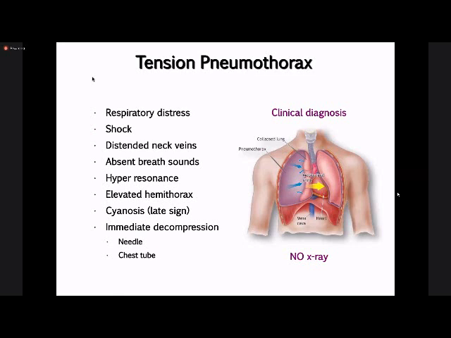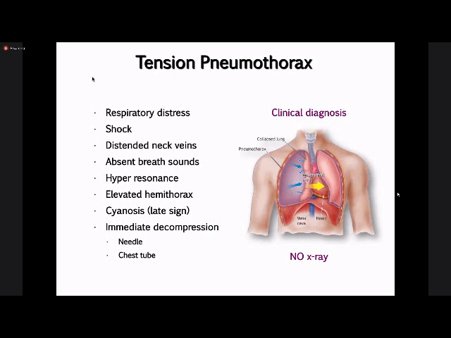This deviation causes compression of the opposite lung, and second, it reduces the venous return due to kinking of the great vessels, the superior and inferior vena cava. So if the patient has distended neck veins, a deviated trachea, and then hypotension, all these are features of a tension pneumothorax, right? Breath sounds on the ipsilateral side would be absent because there is no gas exchange happening on that side, or there is no ventilation, and the percussion note will be hyperresonant.